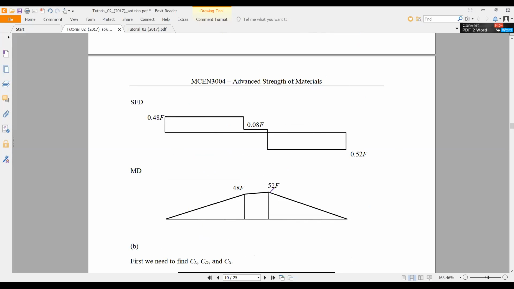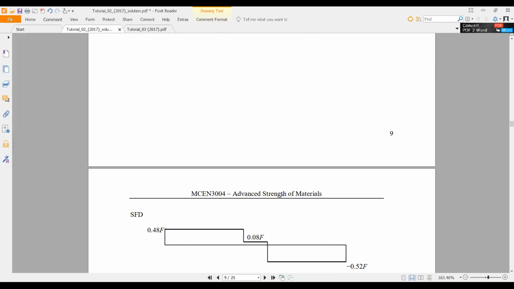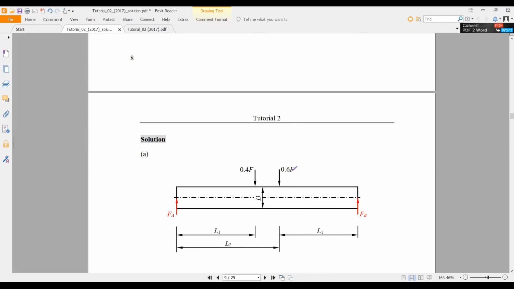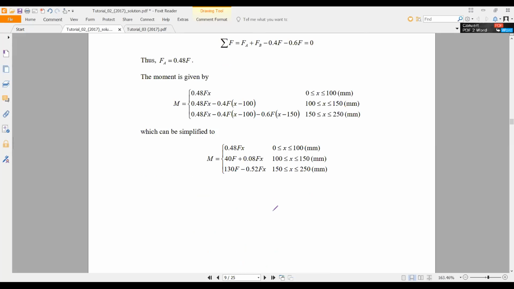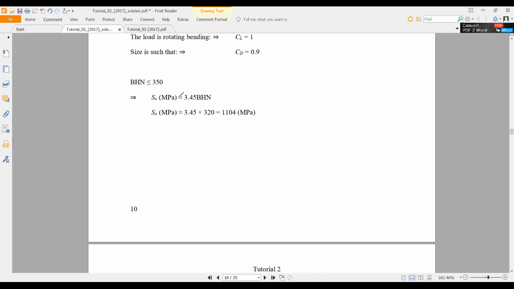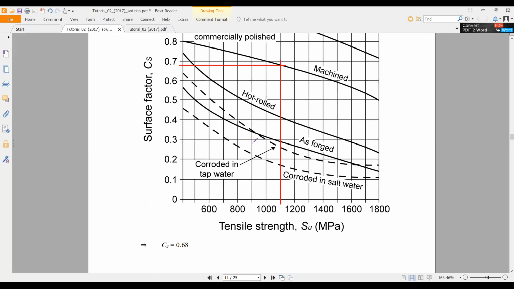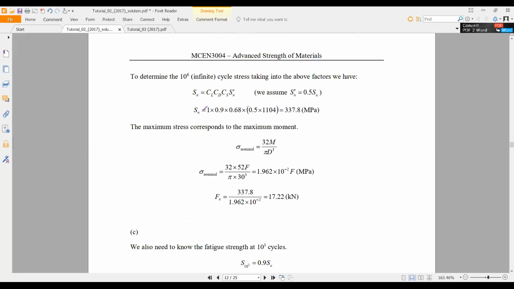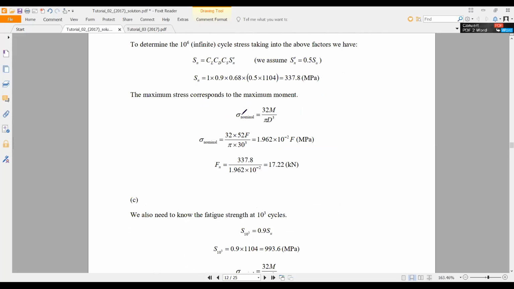So you can see the maximum bending moment is at the second loading point, 0.6 F. Okay. And again they find out CL, CD, and CS. So I'm not going to go through these things. Okay, you know how to deal with that one. And then this equation is the 10 to the power 6 cycle strength. You can substitute the values and get the value. And bending moment, sorry, stress, maximum stress at the loading point.